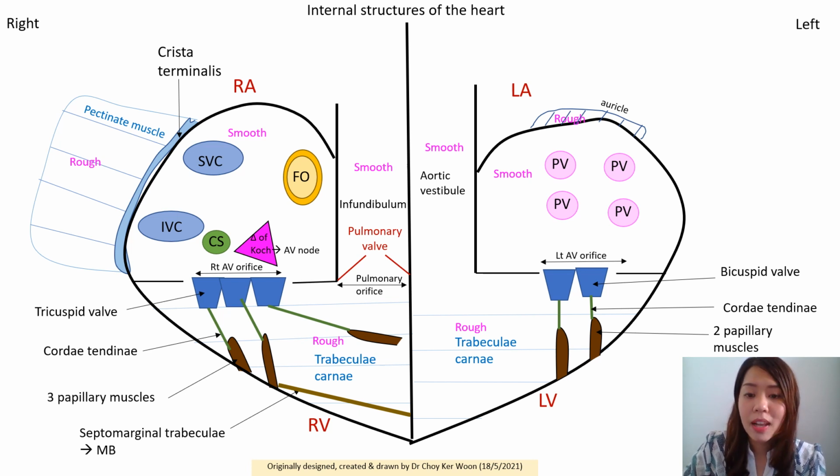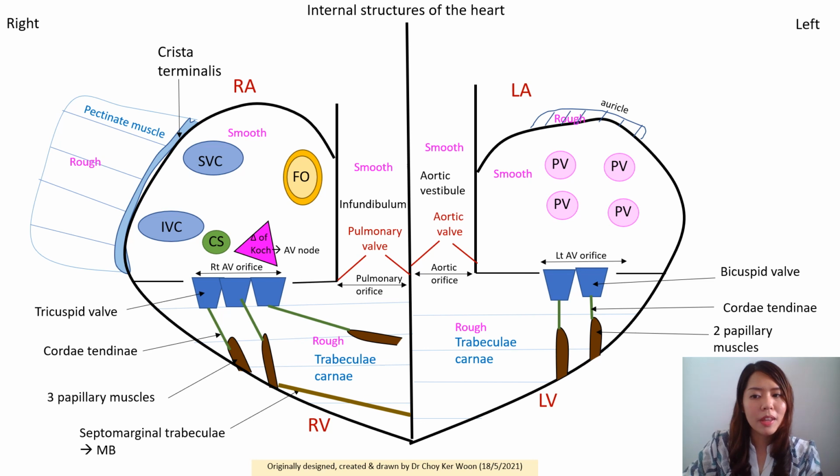Now, looking into the left ventricle, we have two orifices. One is the left atrioventricular orifice here, and the next is another orifice here, which we call the aortic orifice, guarded by the aortic valve. After the blood passes through the aortic vestibule, it will be connected to the ascending aorta.